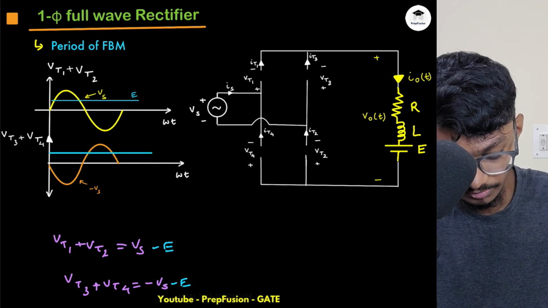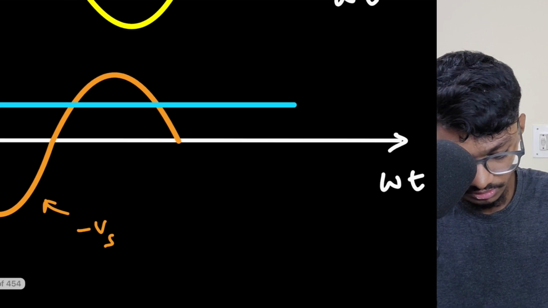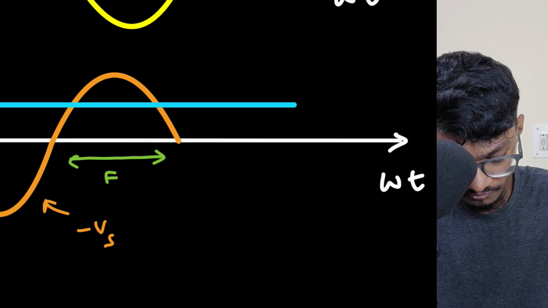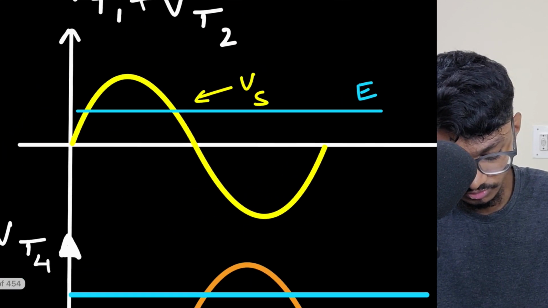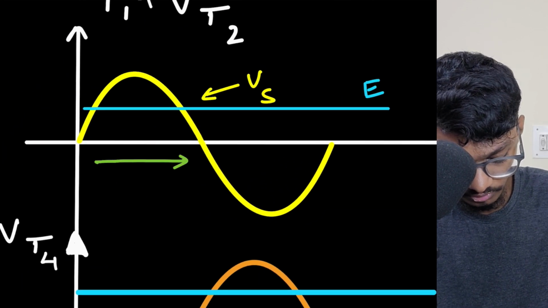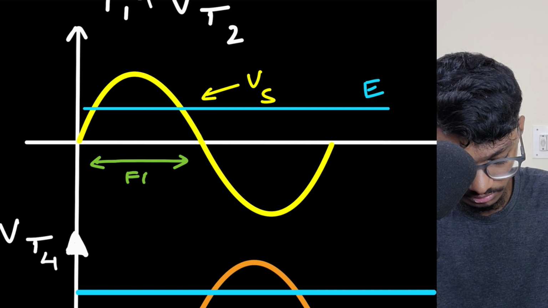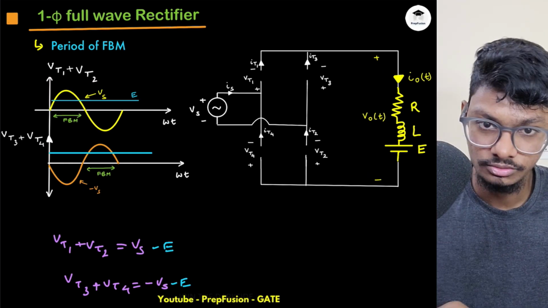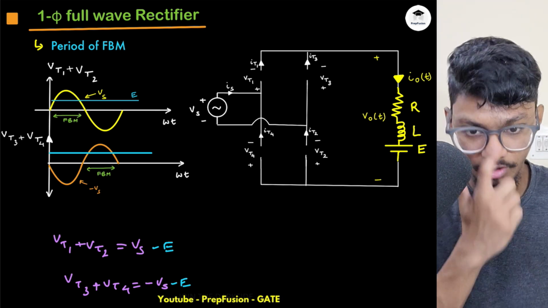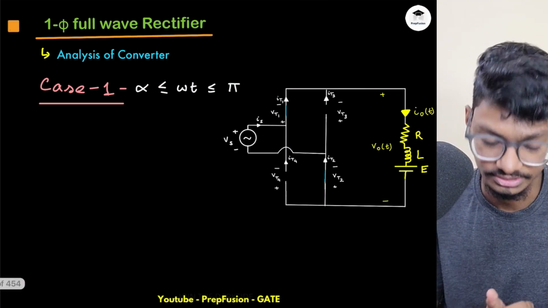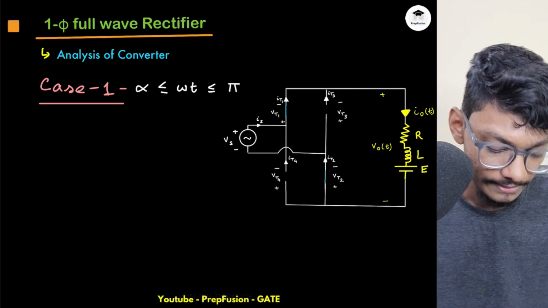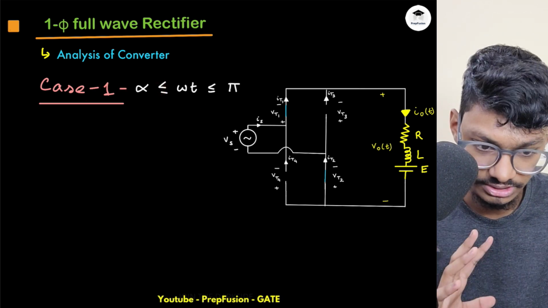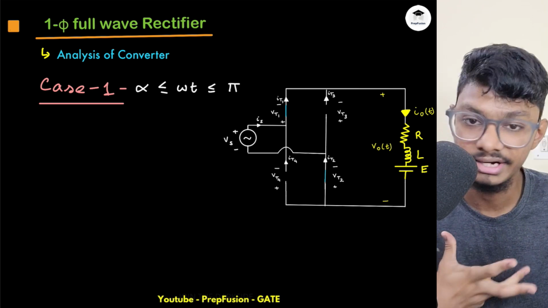So again, this will be the region for the forward blocking mode of T3 and T4, and this will be the region of forward blocking mode of T1 and T2. Okay, so I hope you understood what is happening when everything is off. Now we'll analyze this circuit, then only we will understand. So here, from omega t equals alpha to pi, my assumption is the current is continuous.